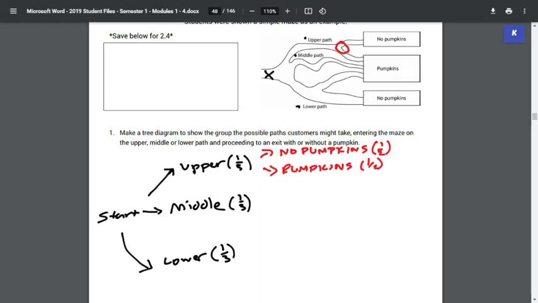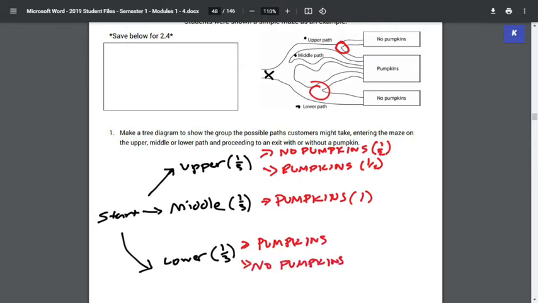The middle path is pretty easy. It leads straight to pumpkins. I don't have to worry about anything there. I'm going to put pumpkins and just put the fraction 1, because you have one option there, 1 of 1. You don't have to worry about a decision. But if you pick the lower path, you come across a decision there as well. If you take the upper part of the lower path, that leads to pumpkins, and if you take the lower part, that leads to no pumpkins. Again, each of those is 1/2. So here are all of our outcomes in red.